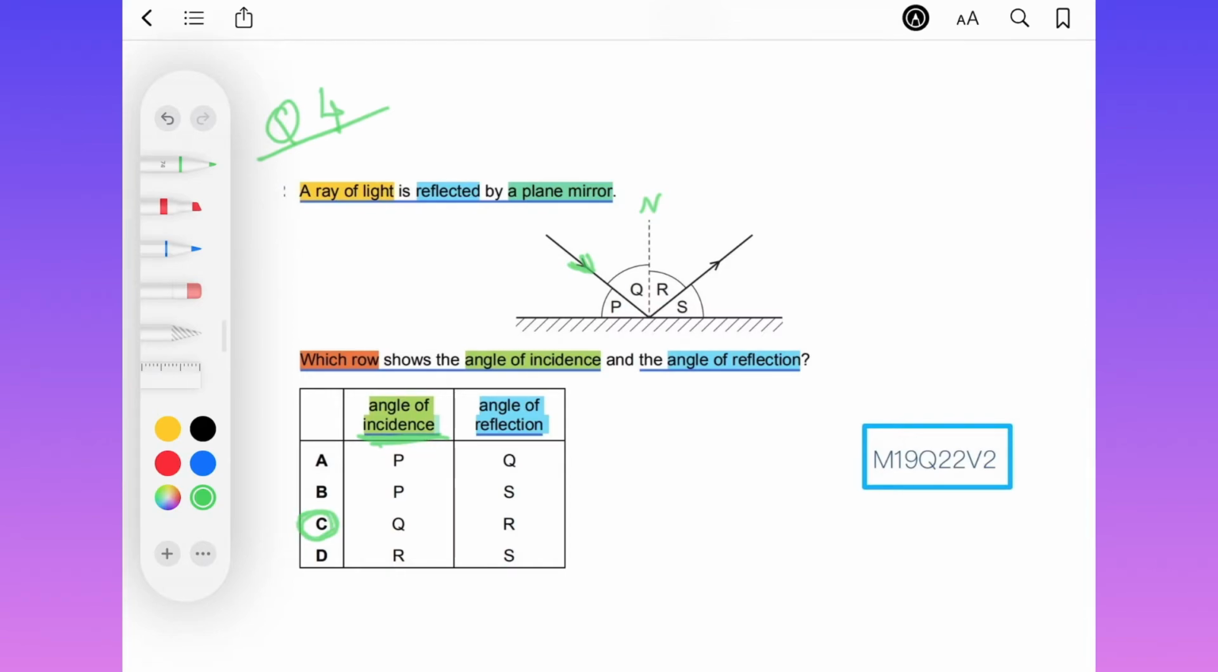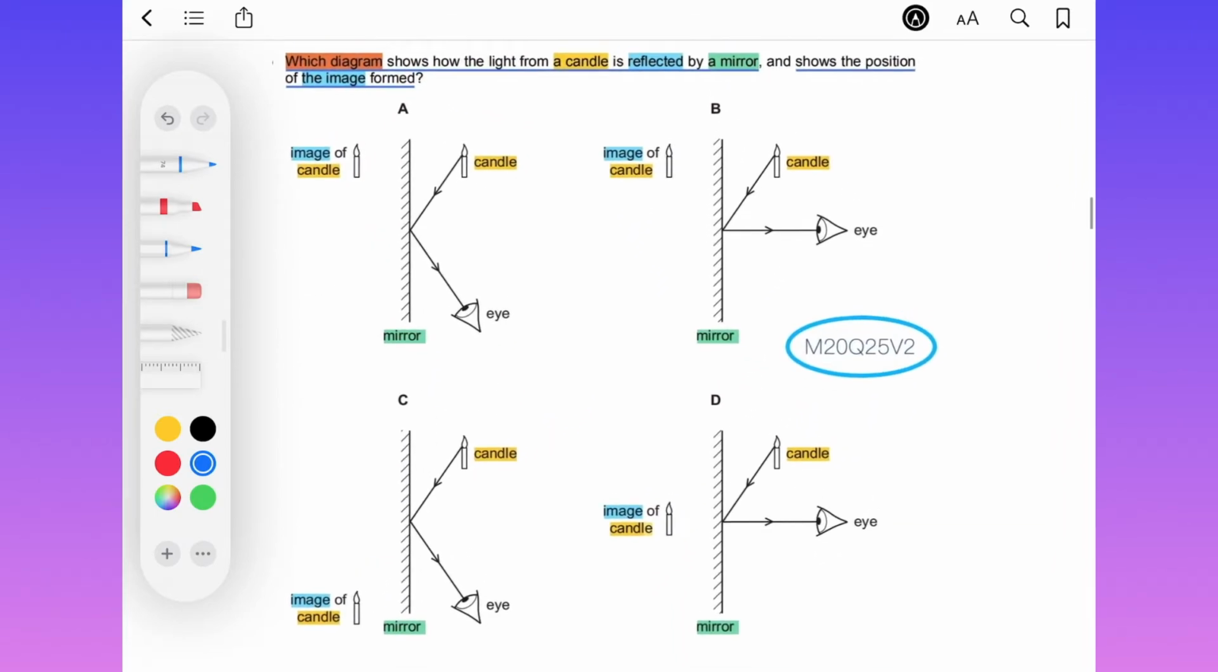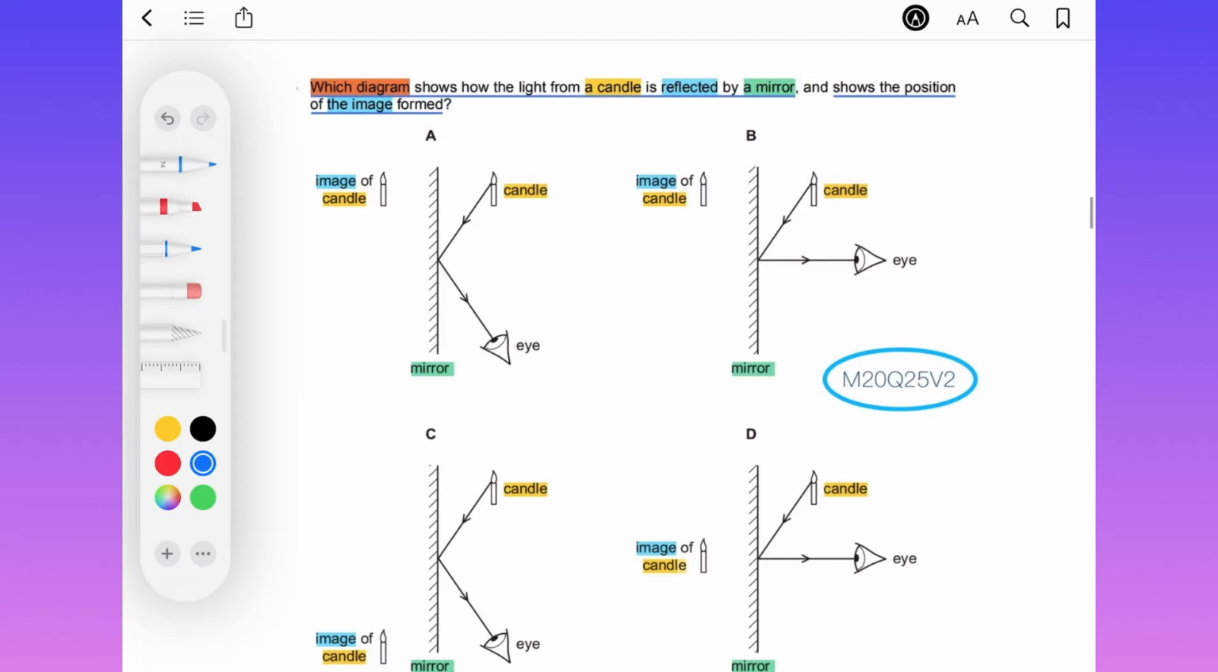Okay, and R is the angle of reflection. So we have here the reflected ray, and we have here the incident ray. Okay, so you know that angle Q should be equal to angle R according to the law of reflection. So the answer of question 4 is C. Q is the angle of incidence, R is the angle of reflection. Okay, now we have question 5.